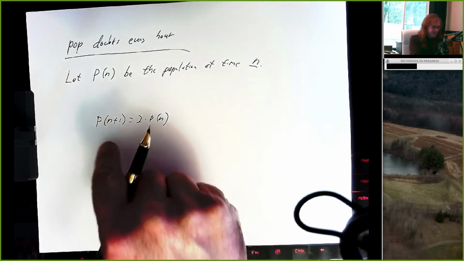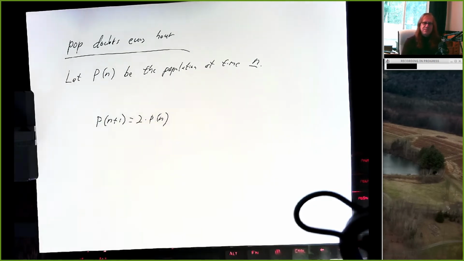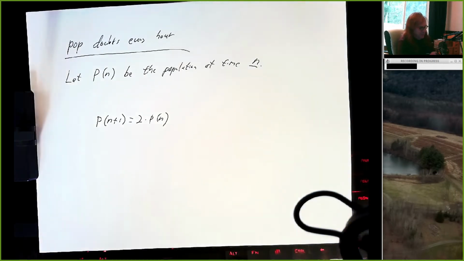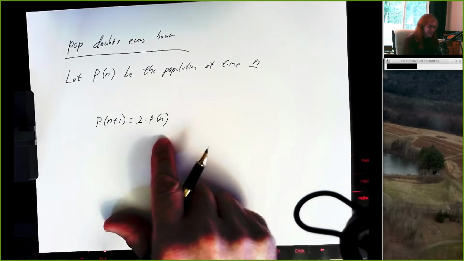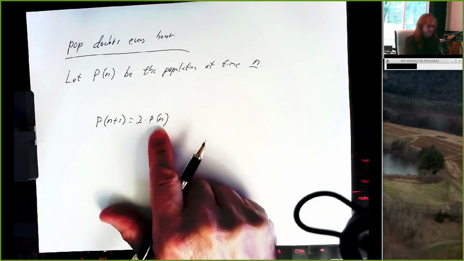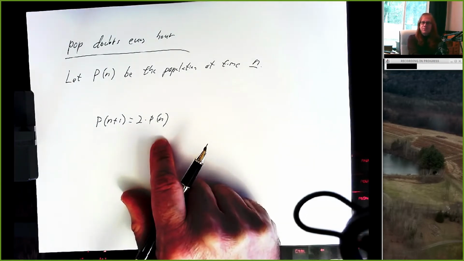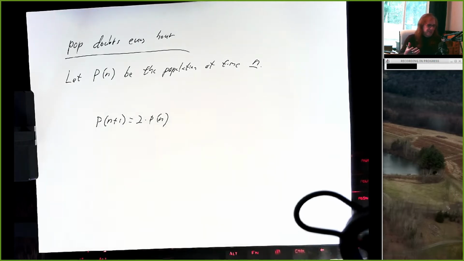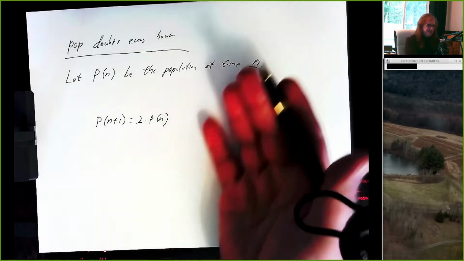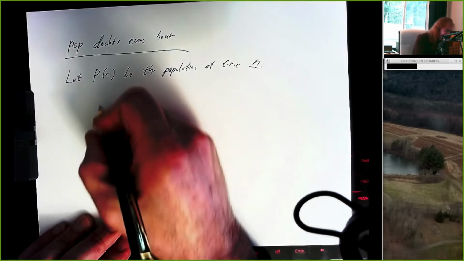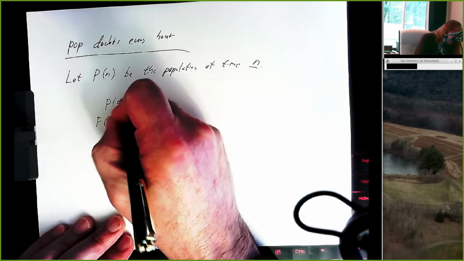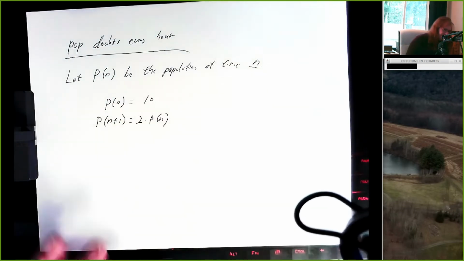But we can't actually use this to find the population because we're missing something. If we want to know what the population at time 0 was, all that this tells us is the population at time 0 would be twice the population at time -1. And that doesn't make sense, right? We can't find the population before the bacteria was being considered, right? So we need a base case. So our base case might be, for example, P of 0 equals 10.